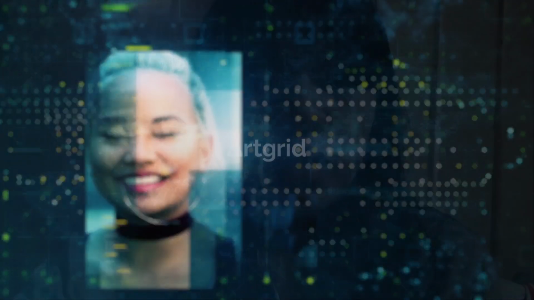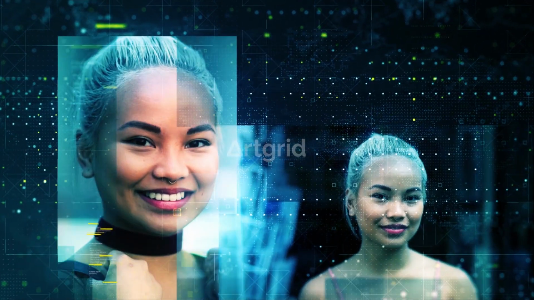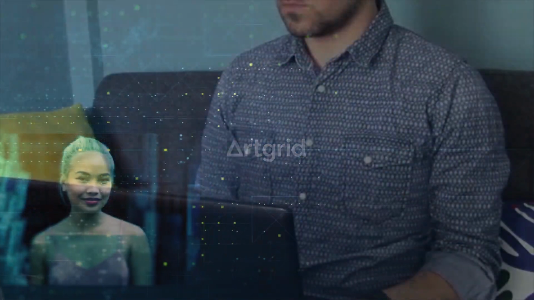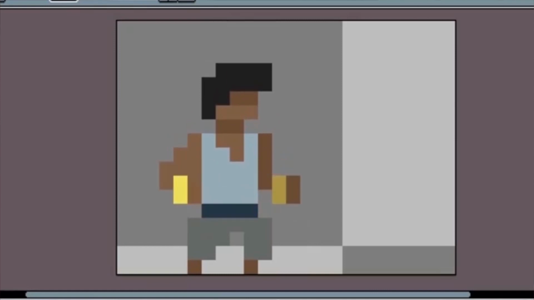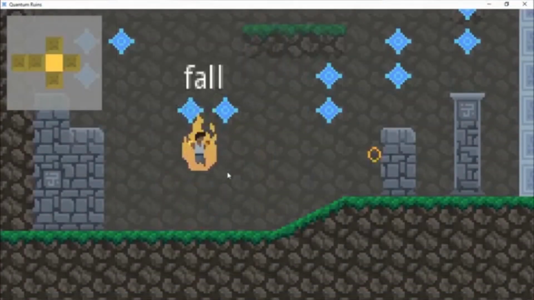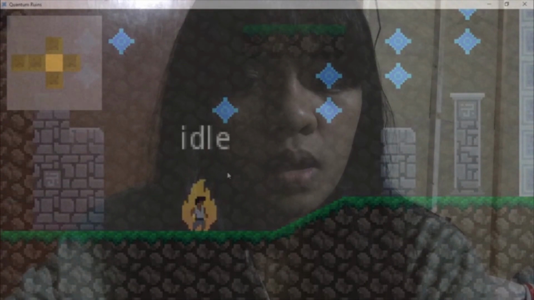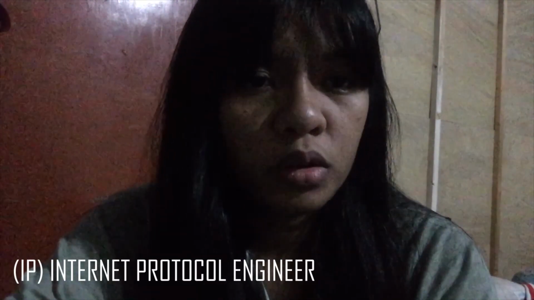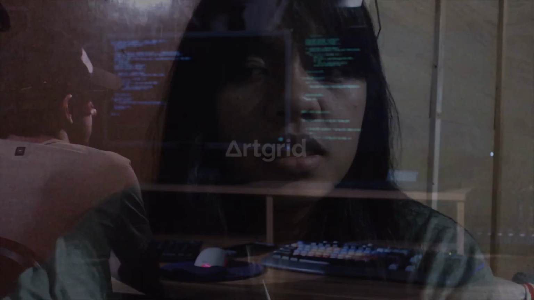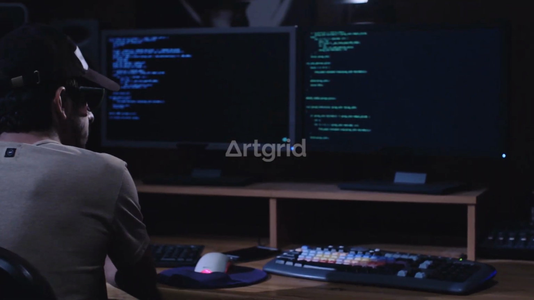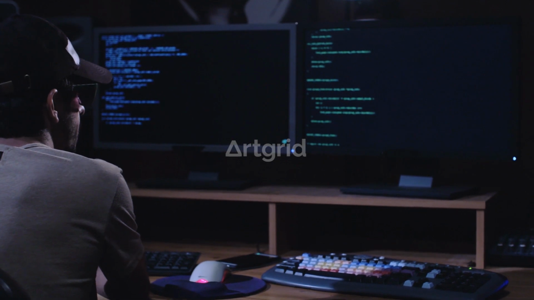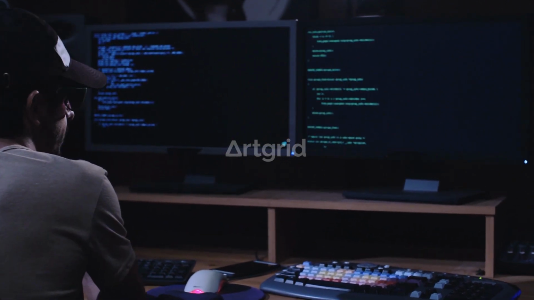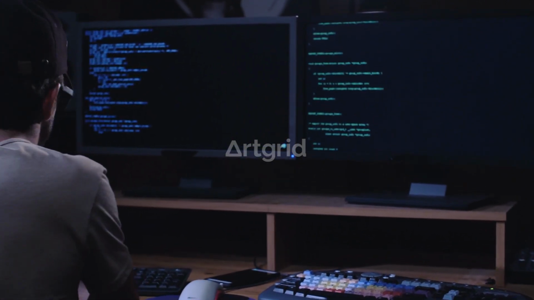Third, software engineers. They use their knowledge of programming languages to build software products, develop computer games, and run network control systems. Fourth, IP engineers, or Internet Protocol engineers. It's their responsibility to develop tools to manage the networks, and they also provide all necessary technical assistance to operational groups.